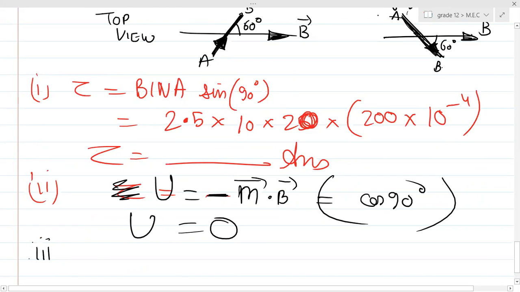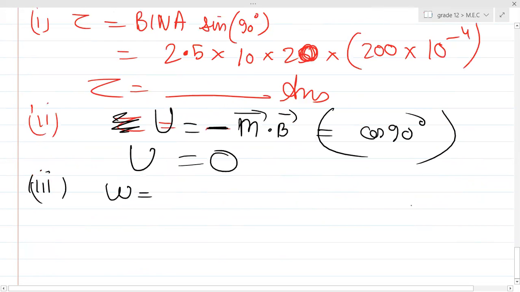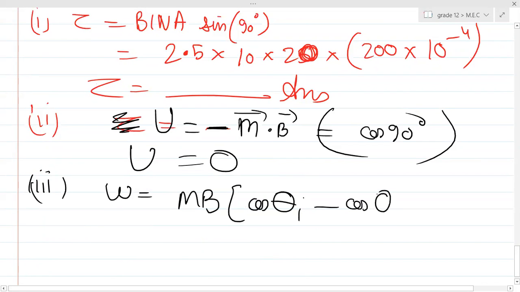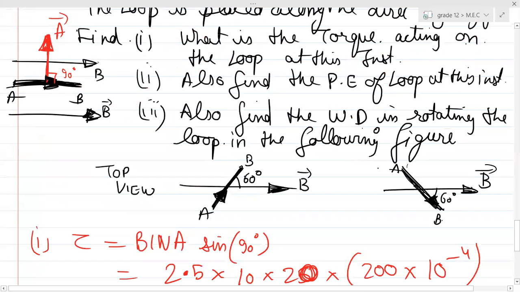Now the third case is to find out the work done in rotating. So that is equal to mB cos theta i minus mB cos theta f. Yes or no?